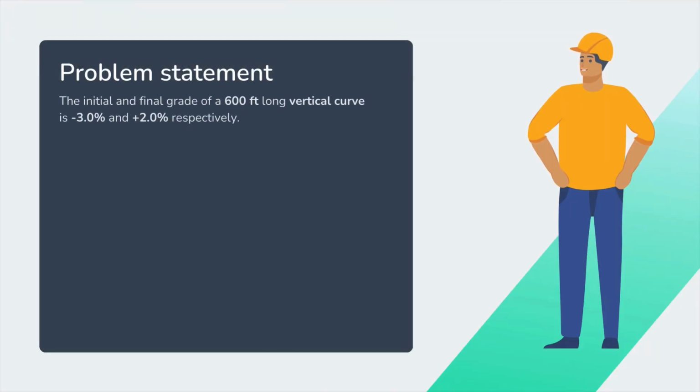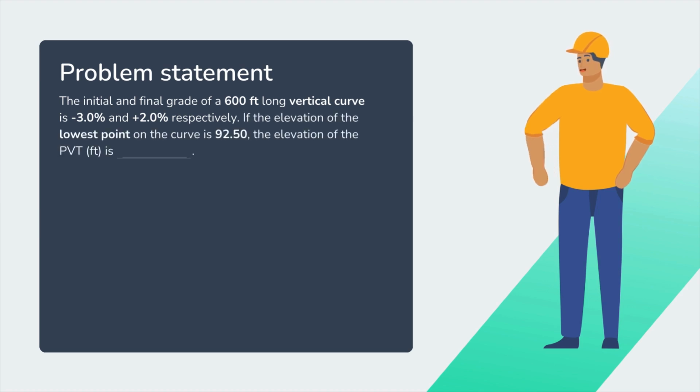The problem states the initial and final grade of a 600-foot-long vertical curve is minus 3.0% and plus 2.0% respectively. If the elevation of the lowest point on the curve is 92.50, let's solve for the elevation of the PVT in feet. First, our objective is to determine the elevation of the point of vertical tangency on a vertical curve.